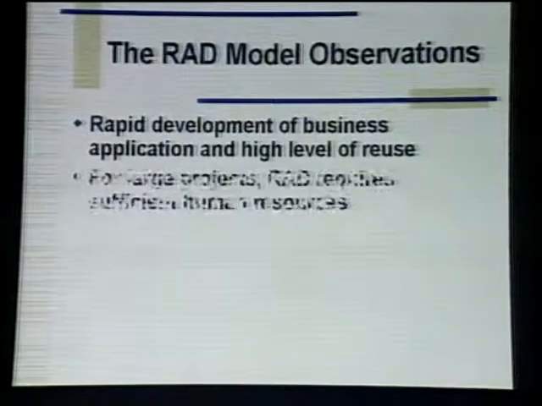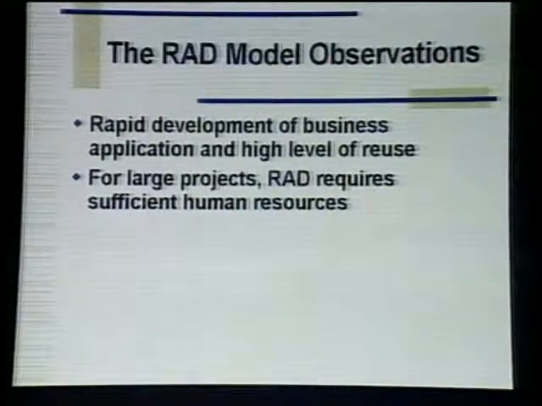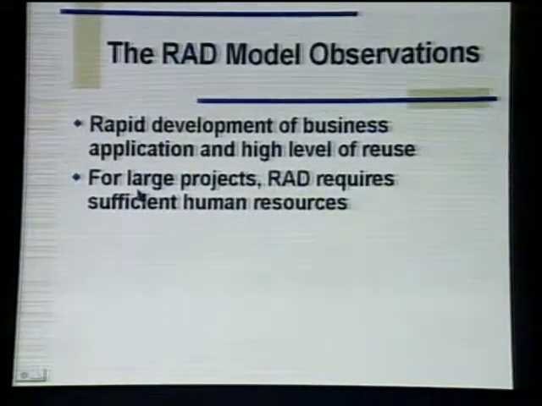Another observation about the RAD model is, for large projects, RAD requires sufficient human resources. As we have seen in the diagram, if you are working on a large system using the RAD model, then you have to break your system into subsystems. And then each subsystem is developed by a separate team so that the whole system can be developed within time. But if you are going to make more than one team, you need people. Otherwise, this software could not be completed.